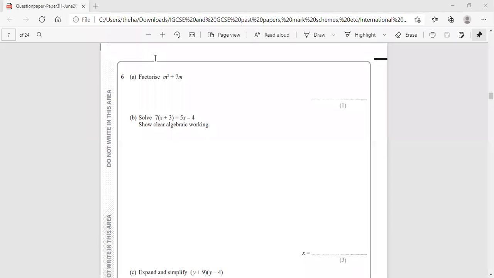So part 3. This is an expand and simplify question. It's some double brackets, so let's just write it out. The method we're going to use here is FOIL, which stands for first, inner, outer, last, which is how we multiply these things. This is actually quite simple. We need to multiply y by y, which will give us y squared.